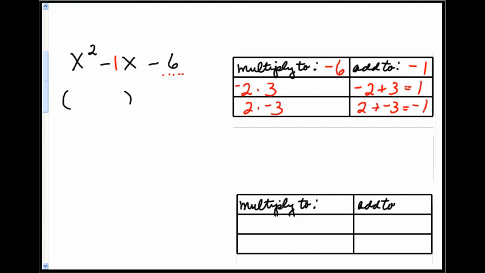So draw our two binomials. x is the first term in each, and then we'll place our positive 2, negative 3. FOIL that out to check to make sure you get your original trinomial.